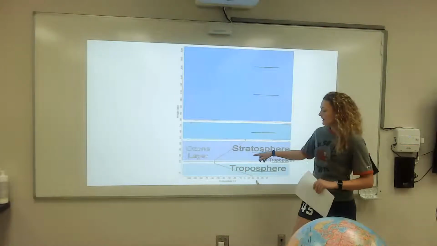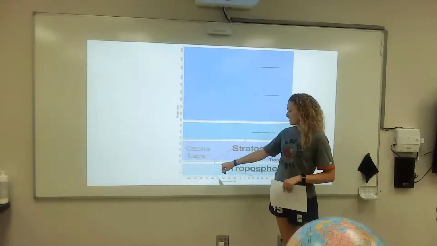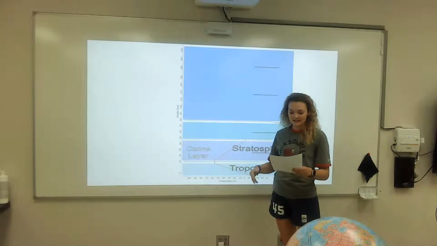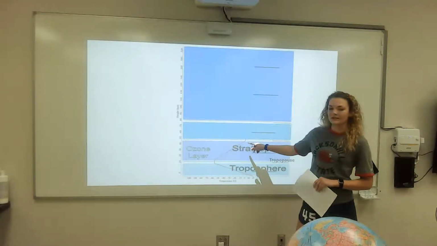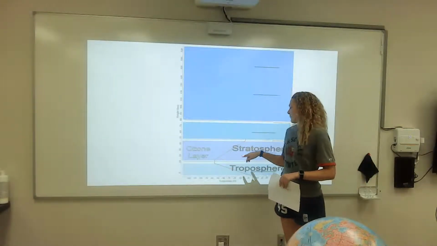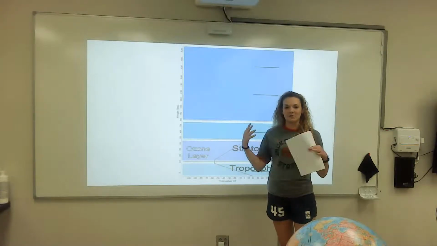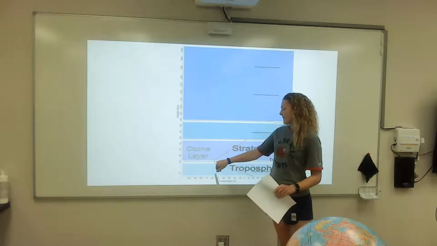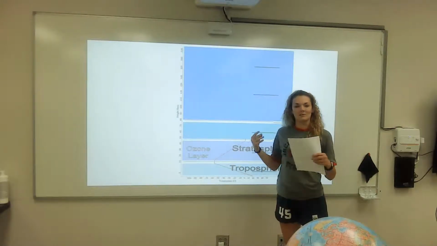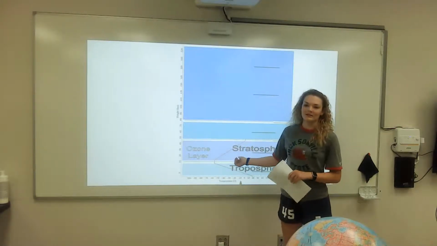But the stratosphere, this is its temperature line. It ranges from negative 55 degrees Celsius, and it goes up to 0 degrees. And so because of the ozone layer absorbing those sun rays, it's absorbing a lot of heat from the sun, and it makes the temperatures go back up because it's absorbing heat. So that's why the temperature in the stratosphere goes back up.